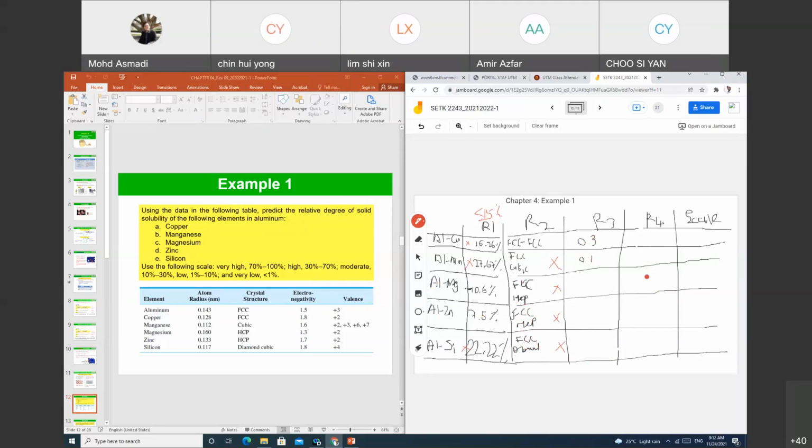Okay, what else? Electronegativity difference, 0.3, 0.5, 0.2. Okay, still okay, 0.3. One okay. Okay, this one a little bit higher. It's okay, 0.3. How about rule number 4? Rule number 4.